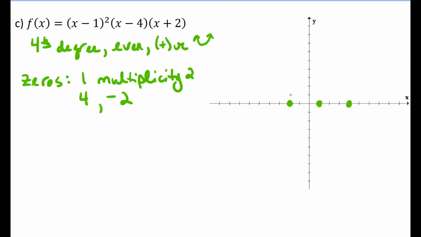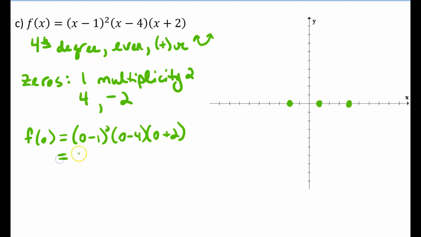All right, what do we want to find next? The y-intercept. Okay, so we do f of 0. So 0 minus 1 squared times 0 minus 4 times 0 plus 2. So we get negative 1 squared, positive 1, times negative 4, times positive 2, and we end up with negative 8 as our y-intercept. Wait, what did we just do? We just plugged in 0 for x. Okay. All right.